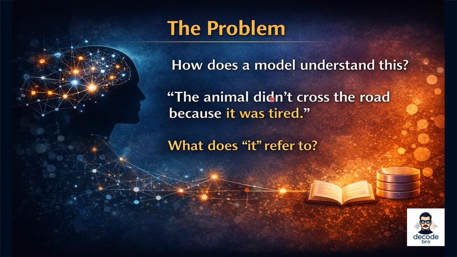The problem. Here we have a sentence. The animal did not cross the road because it was tired. When we read this sentence, we instantly know that it refers to the animal. We don't pause, we don't calculate, we just understand. But a model doesn't have intuition. It doesn't know animals get tired. It doesn't know what roads are. All it sees are tokens converted into numbers. So how does it figure out that it points back to animal and not the road? That's the real puzzle. And solving that puzzle led to one of the biggest breakthroughs in AI.